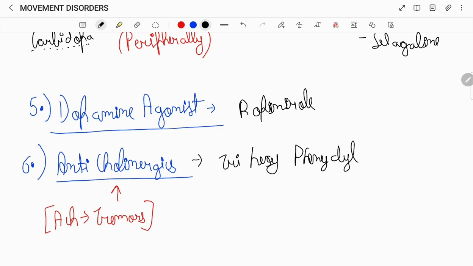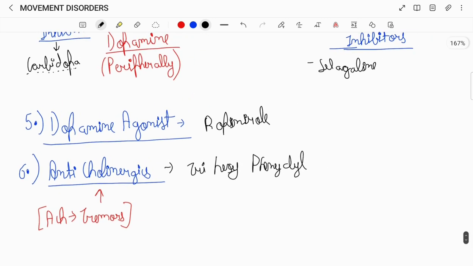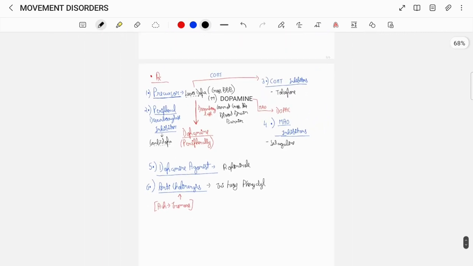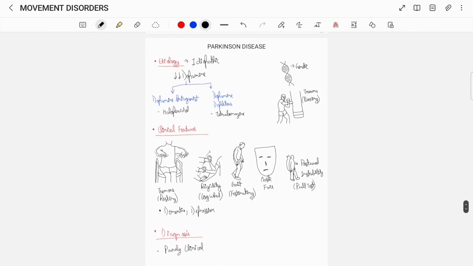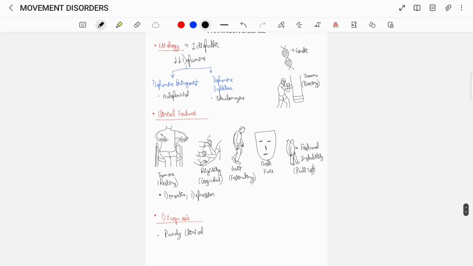Apart from this, there are various surgeries for Parkinson's disease, like deep brain stimulation, but those are for very severe or extreme cases. So, this was all about Parkinson's disease in brief. Here is the overview.